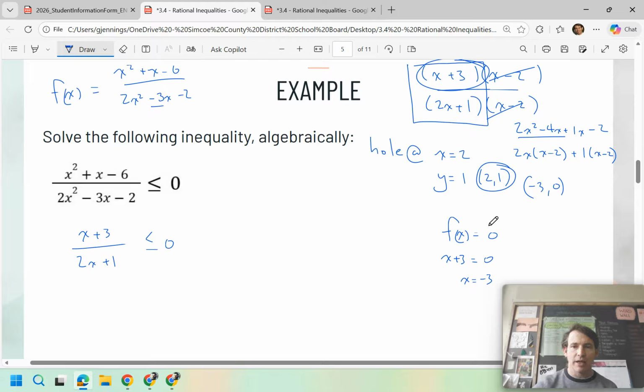Cool. And this one's a hole. This one's an x-intercept. Our y-intercept, we just set x equal to 0, and you get 3 over 1. So we also have the point (0, 3). That's our y-intercept. Just looking at that, set x equal to 0. It's useful for our sketch, not useful for the other things we're doing. And then we also have an asymptote.